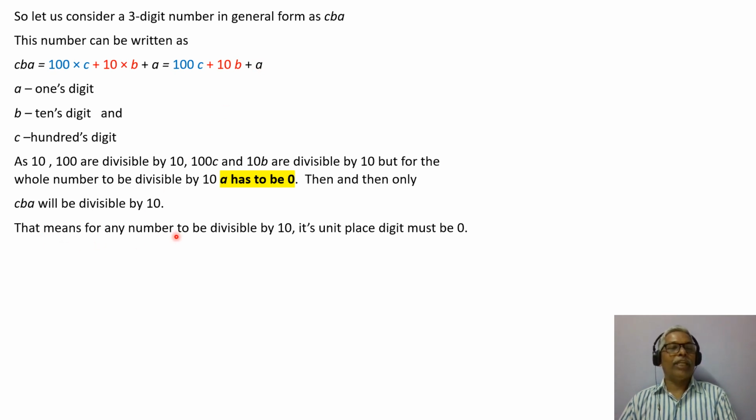That means for any number to be divisible by 10, the units place digit must be 0. A very interesting and very intelligent argument. By this we will try to see what arguments we are going to study for other divisibility tests. Okay, so we move ahead.